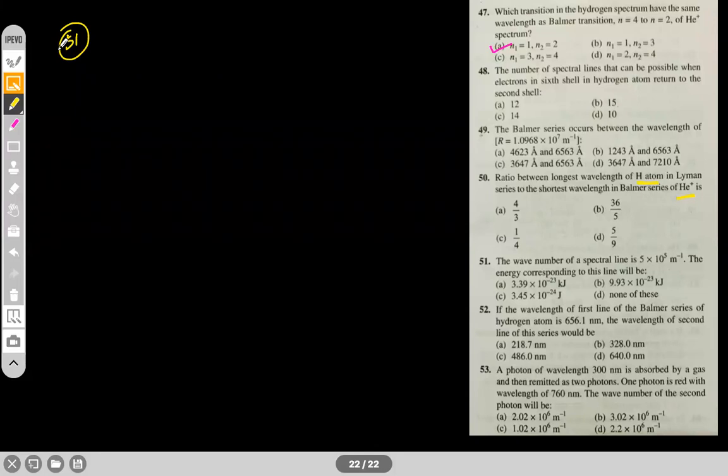The wave number of a spectral line is given. We need to find the energy. What is given? 1 by lambda is given, which is 5 into 10 to the power 5. We need to find out E. So E is equal to what?